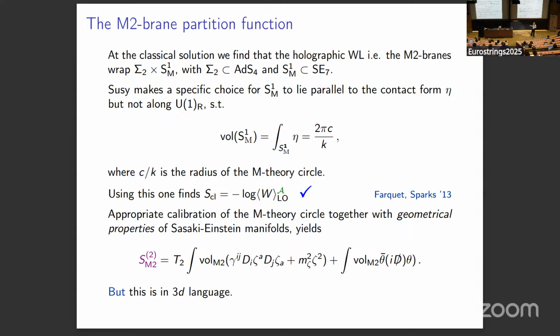So this is actually universal. This is true for any kind of Sasaki-Einstein 7 manifold you consider, where zeta are the bosonic fields, and theta are the fermions. So you see that they have masses. The fermions have masses in 3D language, and the bosons just have a mass m squared, which is just a constant, and it's the same constant for any Sasaki-Einstein 7 manifold.